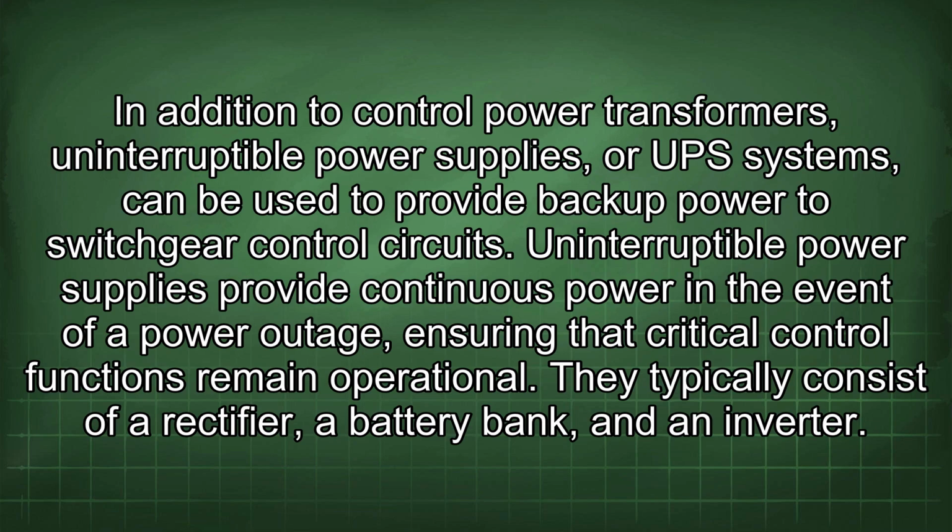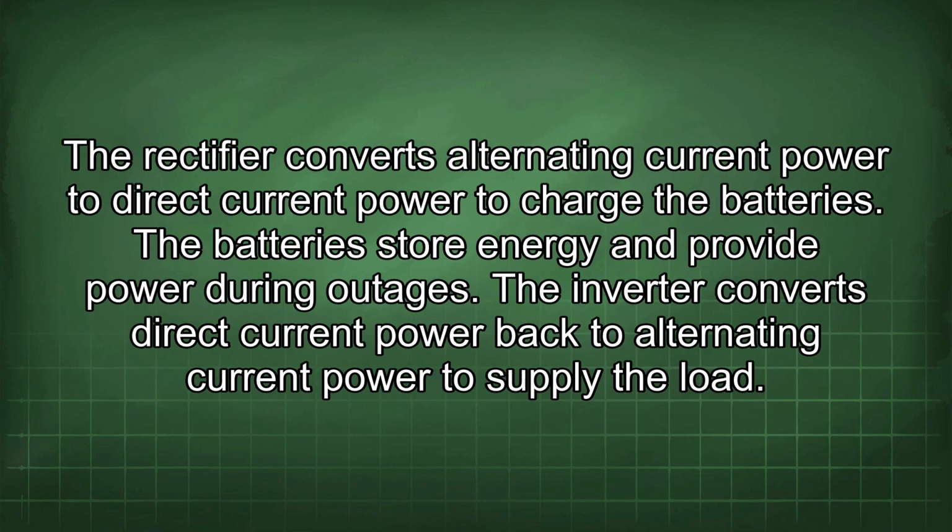Uninterruptible power supplies provide continuous power in the event of a power outage, ensuring that critical control functions remain operational. They typically consist of a rectifier, a battery bank, and an inverter. The rectifier converts alternating current power to direct current power to charge the batteries. The batteries store energy and provide power during outages. The inverter converts direct current power back to alternating current power to supply the load.